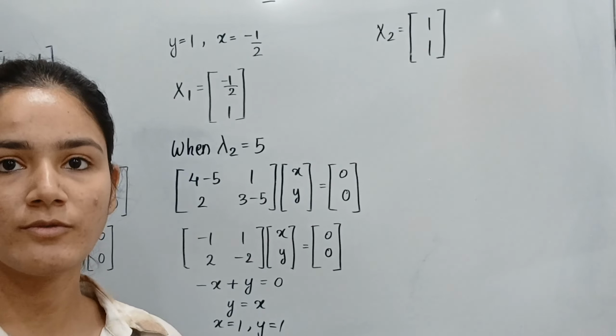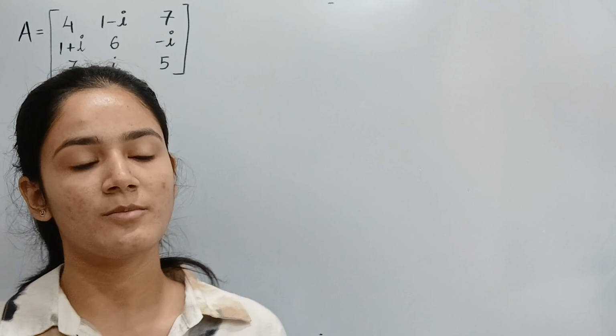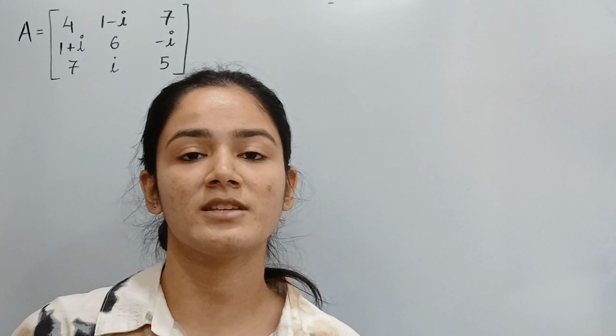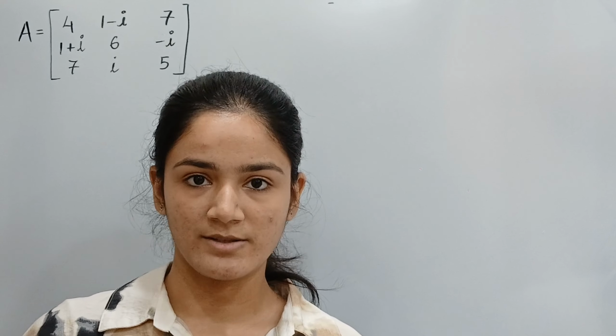So now we will move forward to Hermitian matrix. So now let's understand what is Hermitian matrix. So basically Hermitian matrix is a square matrix that is equal to its own conjugate transpose.